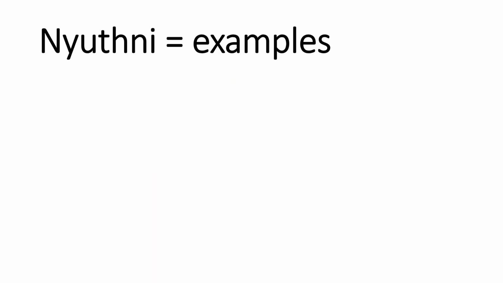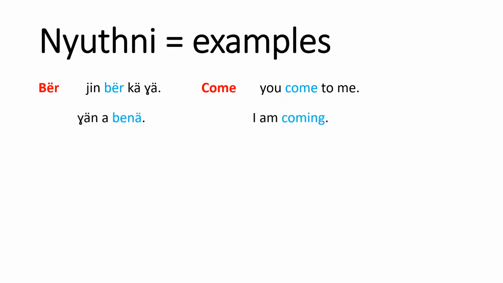Now, let me give you an example to make you understand it better. Now, I will use the word bir, or come in English. Jin berka means you come to me. Now, what is another form of this word? It is an aben.